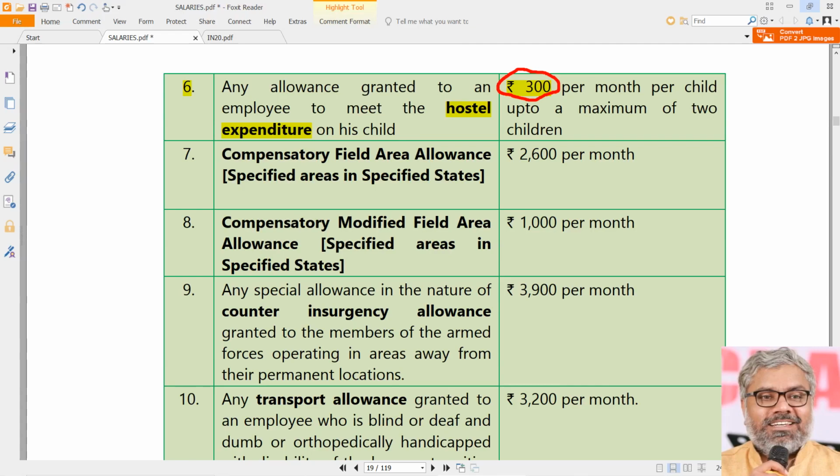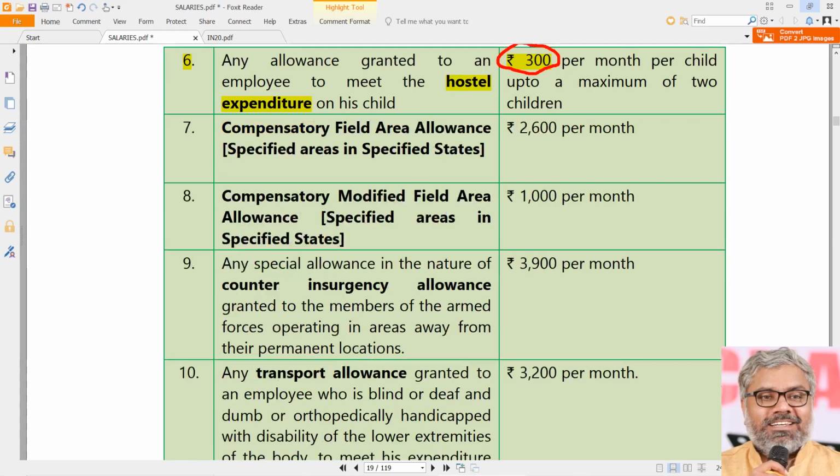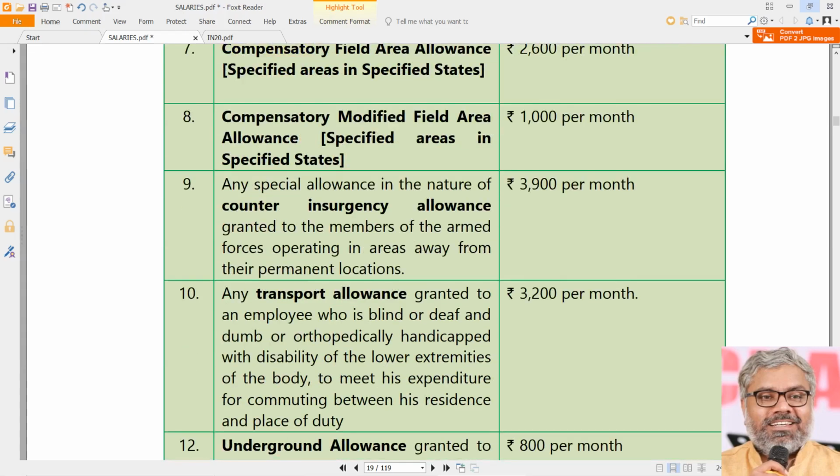Compensatory field area allowance. There are specified areas in specified states. So are you going to learn by heart what those specified states are now? That doesn't make sense. So no need of remembering this 2600. Compensatory modified field area allowance. Once again, some areas in some states, that too modified. All these things are for military people. So we don't need to worry about these allowances. Not required to be remembered.